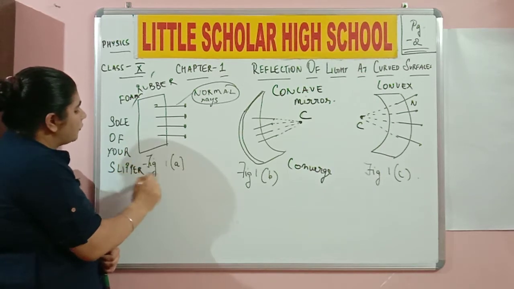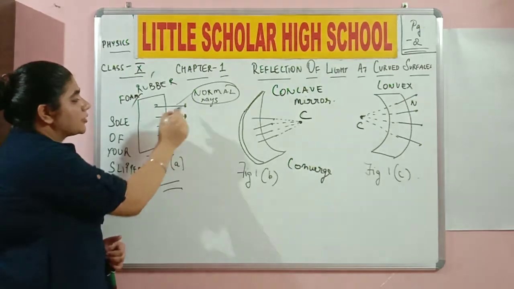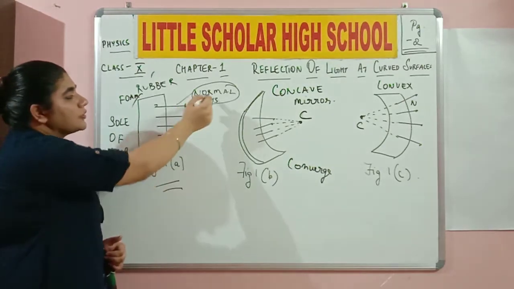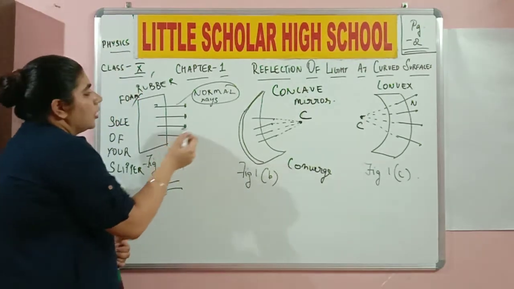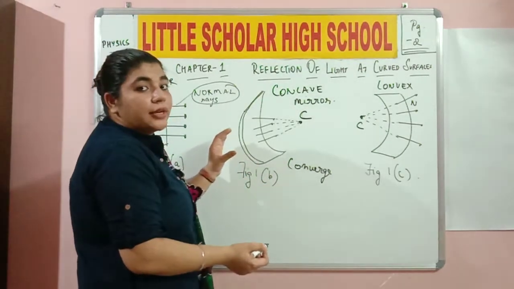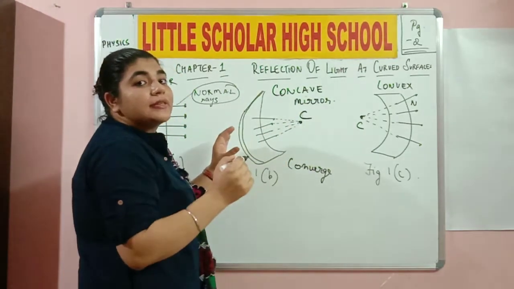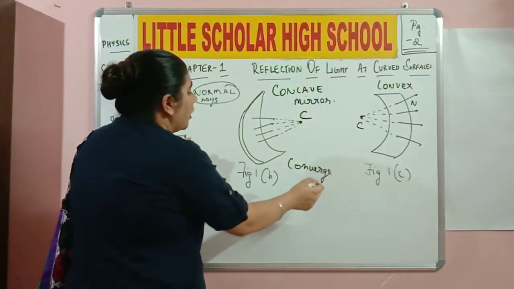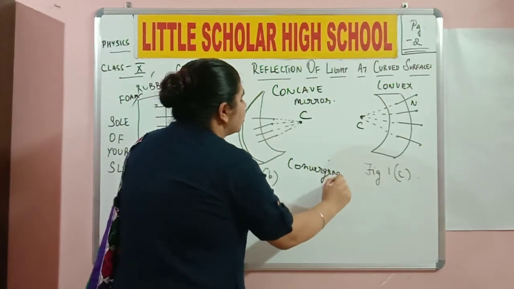What did I do in the first case? I'm just cutting it in a rectangular shape and I'm fixing 4 nails. What do the nails represent? They represent the normal rays. So what did I do in the second case? I'm bending it inwards. What happened to the nails? They are converging at a point, and that point is called as what? The center of curvature. Okay, what is the concave mirror also called as? It is called as the converging mirror.